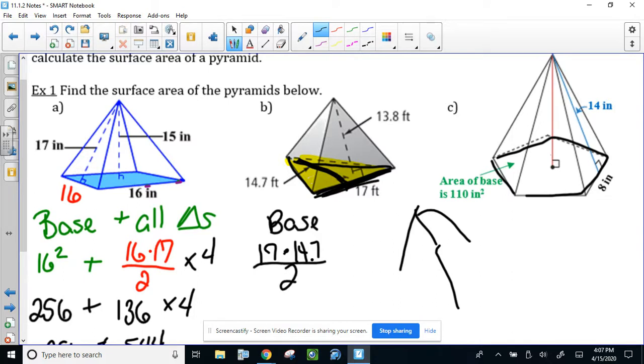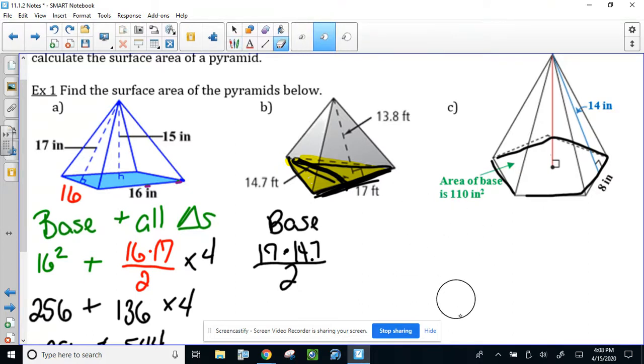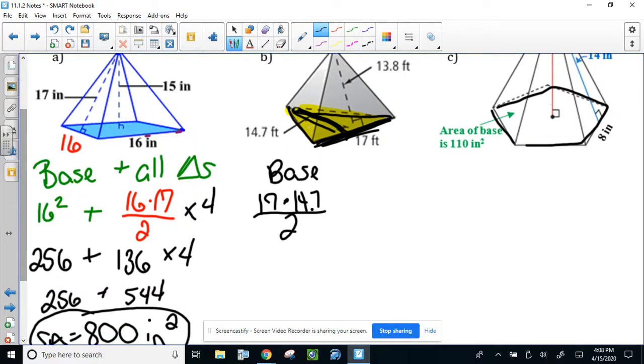So we're going to find the area. The base is 17, and the height of that triangular base is 14.7. We're going to have to calculate that out, and that's going to give us an area of 124.95. So there's the base.